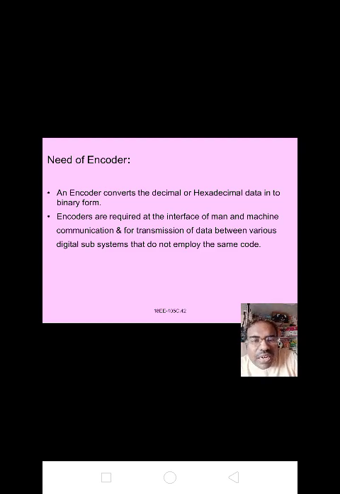An encoder converts the decimal or hexadecimal data into binary form. Encoders are required at the interface of man and machine communication and for transmission of data between various digital subsystems that do not employ the same code.